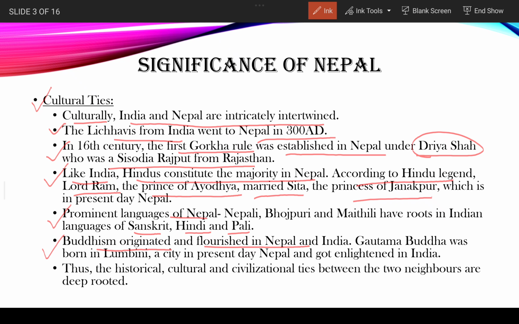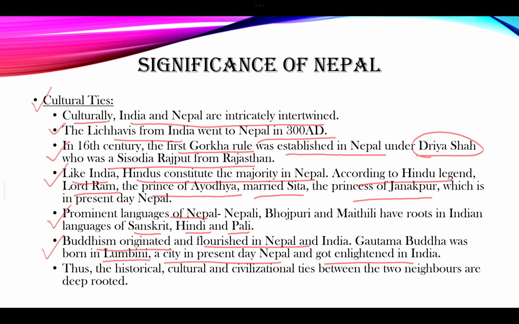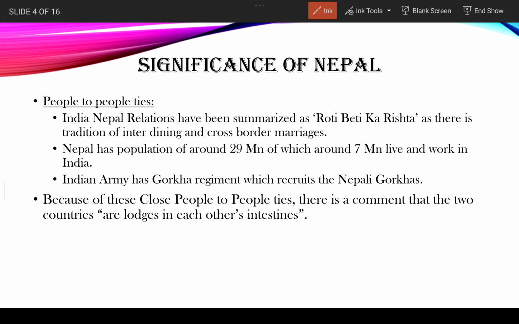Buddhism originated and flourished in Nepal and India. Gautam Buddha was born in Lumbini, which is a city in present day Nepal, and got enlightenment in India. Okay, so this is about Buddhism. So that's why we can say that the historical, cultural, and civilizational ties are there between these two neighbors. So that's why this cultural significance of Nepal. Okay, then is the people to people ties. When it comes to people ties, the relations have been called roti beti ka rishta.